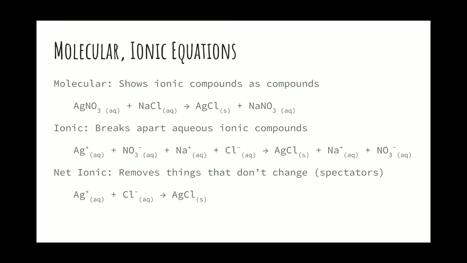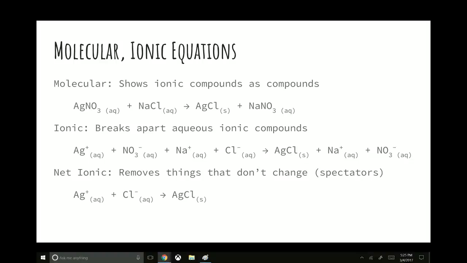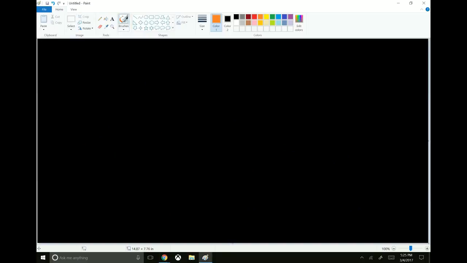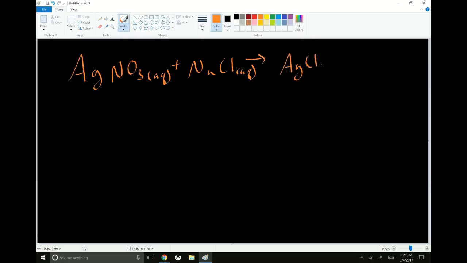We've already talked about this a little bit, but we are going to go ahead and clarify it. Okay. Molecular and ionic and net ionic equations. It's a way of only including what really matters in our chemical equation. So going back to silver nitrate, aqueous, plus sodium chloride, aqueous, you mix together and you get silver chloride solid and sodium nitrate aqueous.